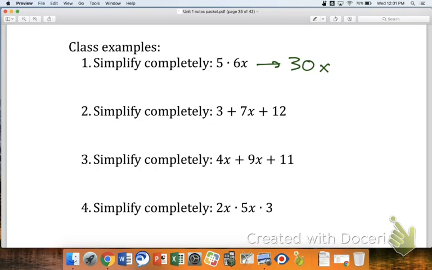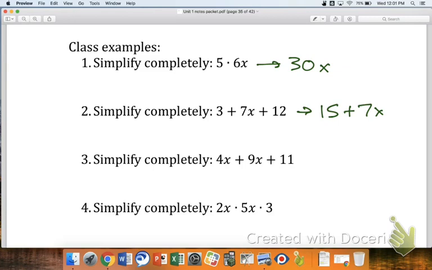Okay, then number 2. 3 plus 7x plus 12. Of course, this is a different question, right? It's addition instead of multiplication. Any ideas on this? Anybody have any suggestions for an answer on this? Go ahead, Jaden. 15 plus 7x. 15 plus 7x is right on the money. That's exactly right. Isn't it tempting to say 15 plus 7 is 22?